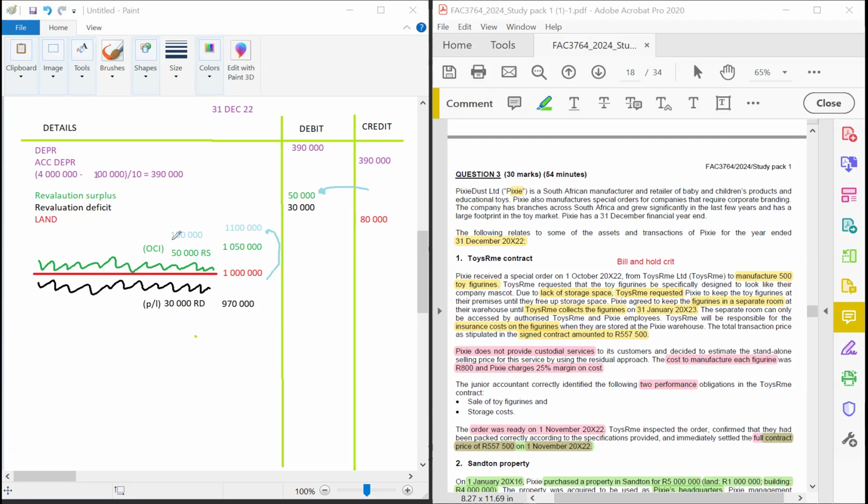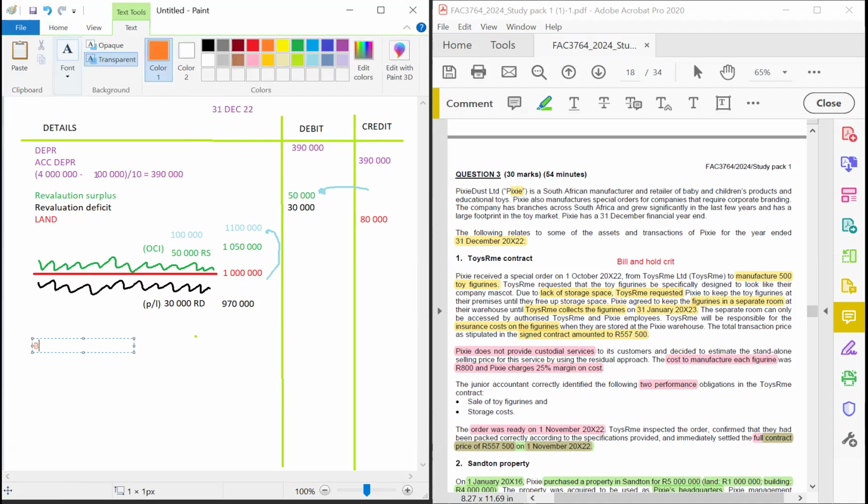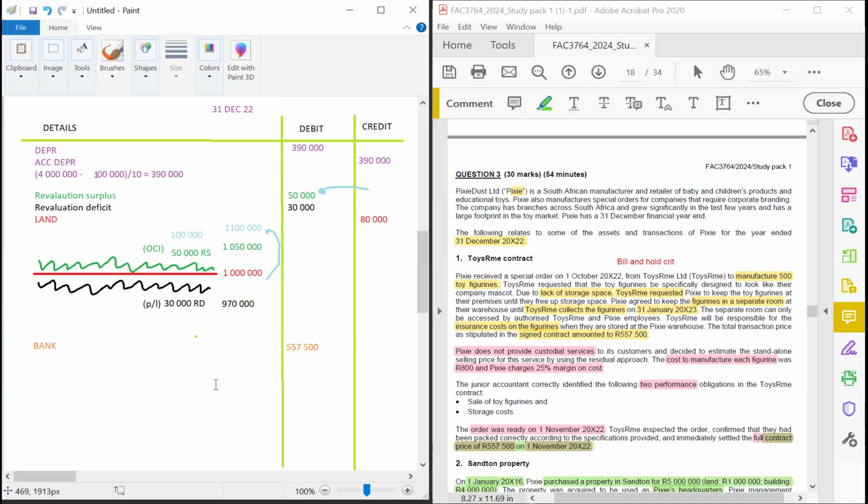Okay, so continuing with the treasury contract. So now, what I see is that treasury had done payment, right? So treasury made the payment. So me as the entity, what's happening? I am receiving money. How much? 557,500. Right?